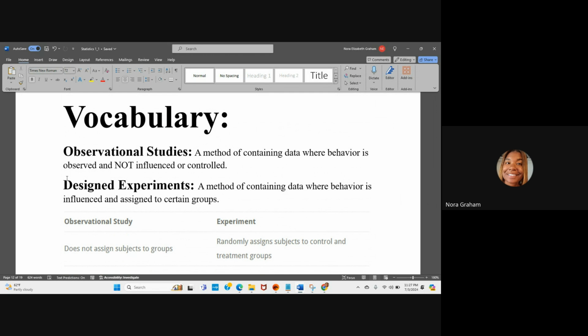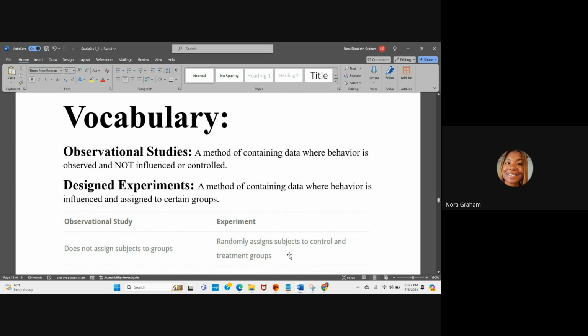Then we're going to have designed experiments. That's a method of collecting data where behavior is influenced and assigned to a certain group, right? So let's dive in and see what that means. Observational data basically doesn't assign subjects to a group. An experiment randomly assigns subjects to a control group or treatment groups.